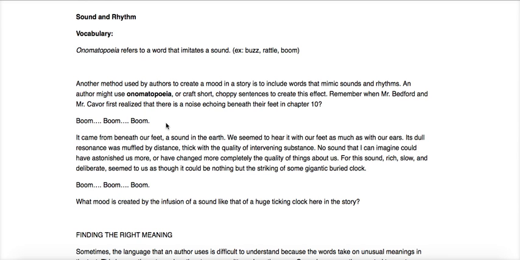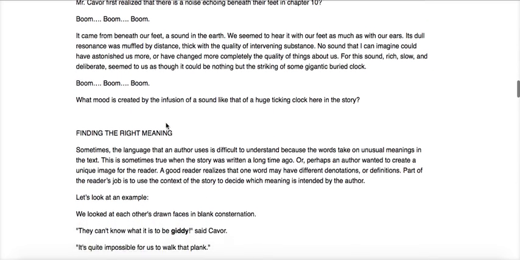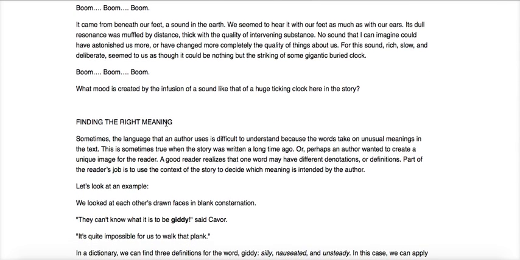Boom, boom, boom. It came from beneath our feet, a sound in the earth. We seemed to hear it with our feet as much as with our ears. Its dull resonance was muffled by distance, thick with the quality of intervening substance. No sound that I can imagine could have astonished us more or have changed more completely the quality of things about us. For this rich, slow, and deliberate sound seemed to us as though it could be nothing but the striking of some gigantic buried clock. Boom, boom, boom.